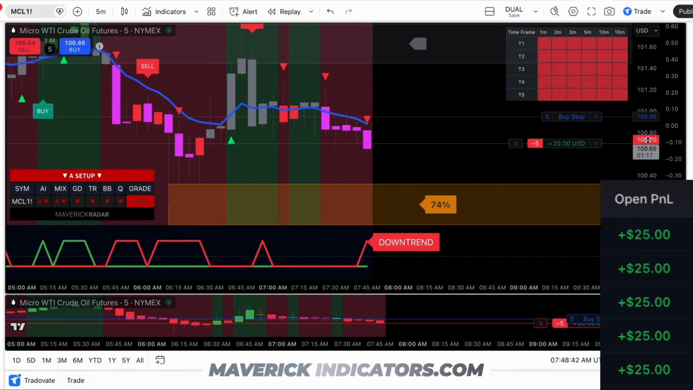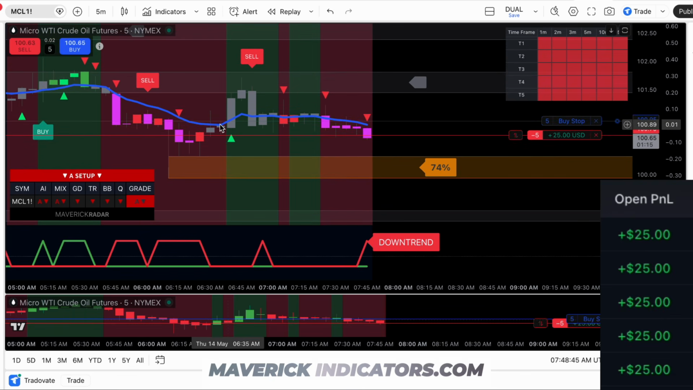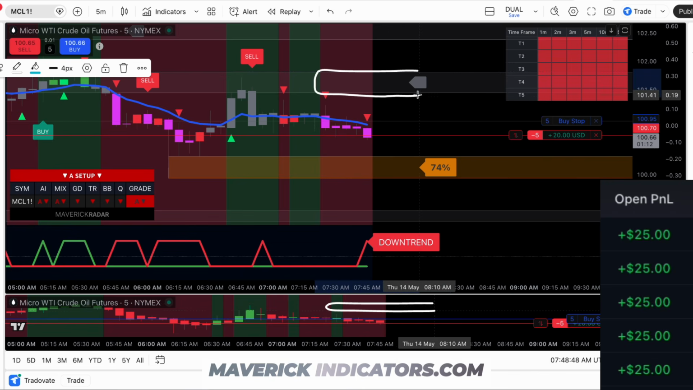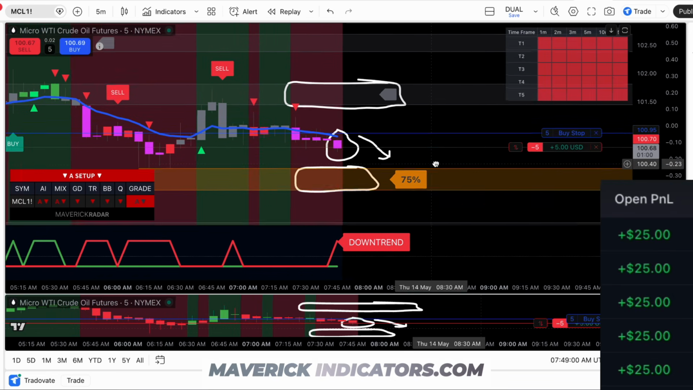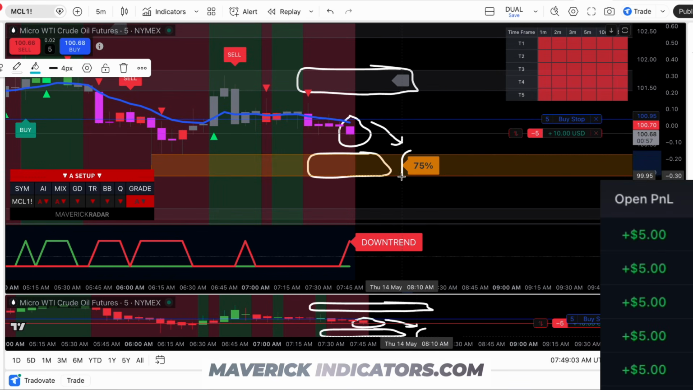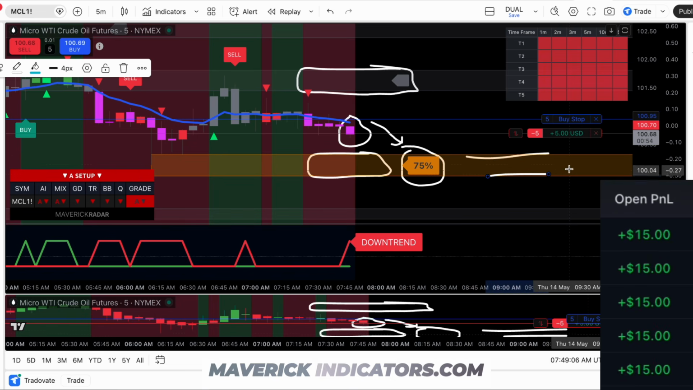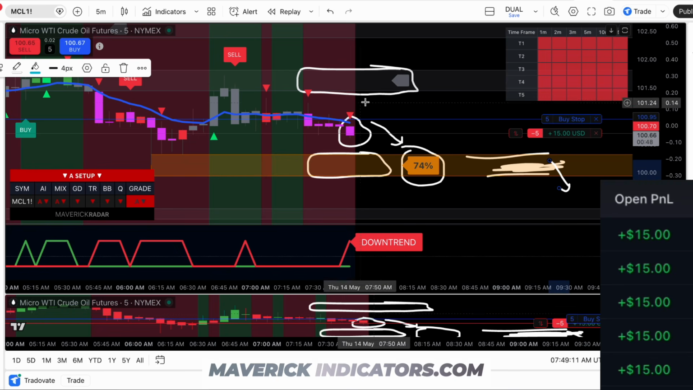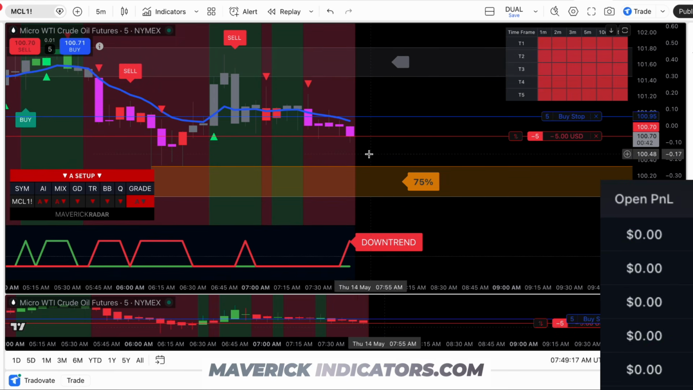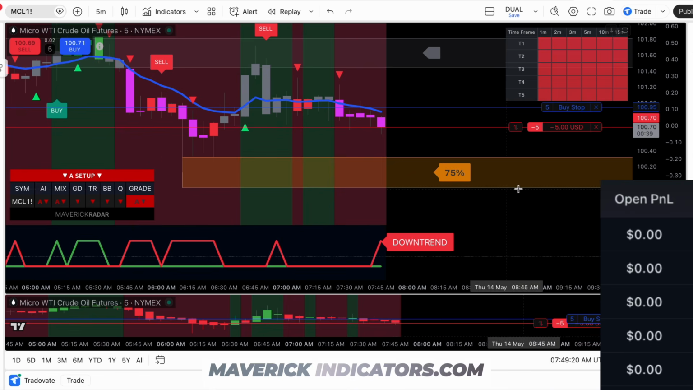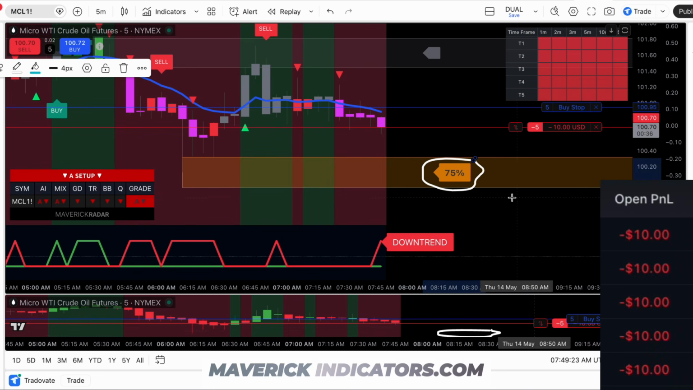Okay. And then we got these zones here. You're probably wondering what this is. This is the Maverick zones. What it does is it auto draws your support and resistance zones. Okay. And as price gets closer to the zone, it gives you this probability score of this zone holding or breaking. Okay, so how cool is it that, number one, we don't have to draw our zones anymore, and number 2, it gives you this super cool probability score, so you can have confidence knowing that, is it going to hold or is it going to break?